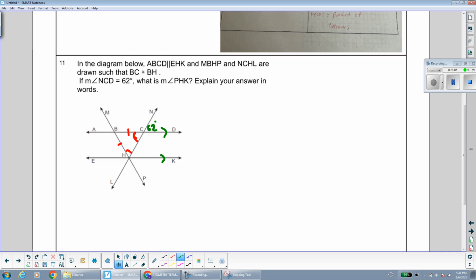What is PHK? So we're looking for right over here. Since we already know that the lines are parallel, we can use alternate interior angles and corresponding angles. I see a vertical angle relationship right off the bat. Vertical angles are always congruent even if lines are not parallel. And that means this is 62. So we're doing well right over there. Since we do have parallel lines, I can use corresponding angles. So these two are corresponding angles.